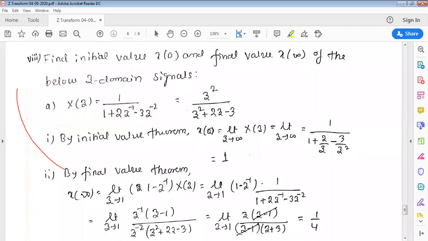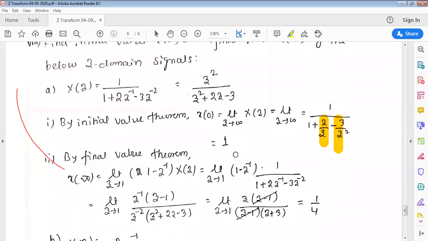Okay, what's the initial value theorem saying? X of 0 is obtained by using X of z by taking the limit as z tends to infinity. So x of n you don't know, but I want x of 0. How do I calculate x of 0? I'll consider your X of z as it is and I'll take the limit as z tends to infinity. So limit as z tends to infinity 1 by, so write 1 plus 2 by z minus 3 by z square. See here, I have written 2 by z minus 3 by z square. Take z as infinity, this becomes 0 and this becomes 0. What remains is 1 by 1. That becomes 1. That is your initial value.